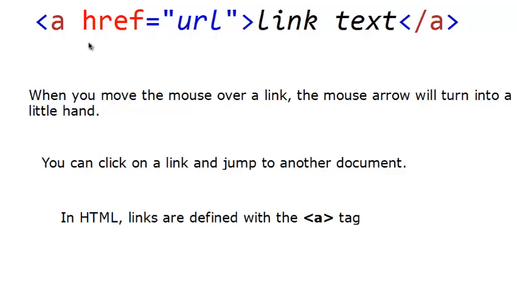Then in between the opening and the closing a tag, we have the visible part that will be shown on the web page. That is the link text, a text that when you place your cursor on it, turns into a hand. And these are some of the things that you could see when a text is a link. When you move the mouse over a link, the mouse arrow will turn into a little hand. You can also click on a link to jump to another document.